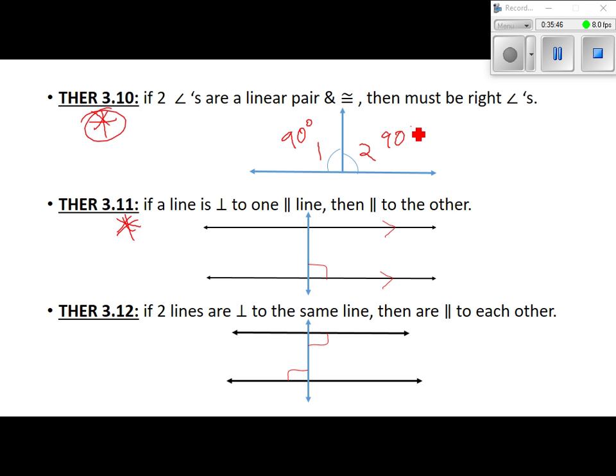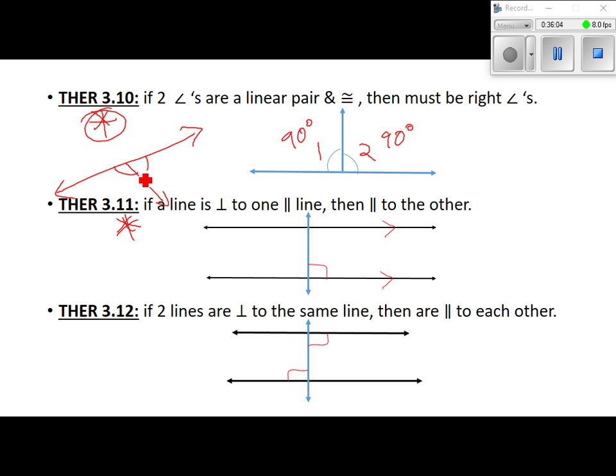So if you're given a picture, if I give you a line, and I tell you these two angles are congruent to each other, then we know that those two angles have to be right angles. There's no other way mathematically that it could be anything else.